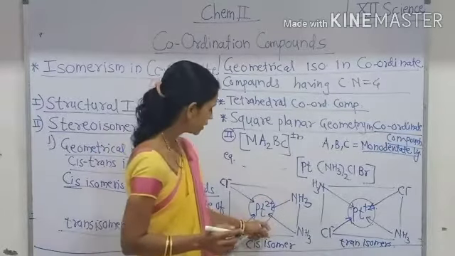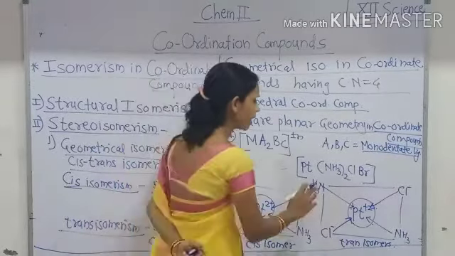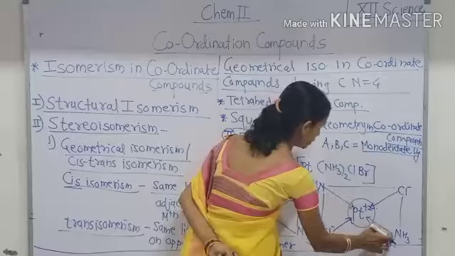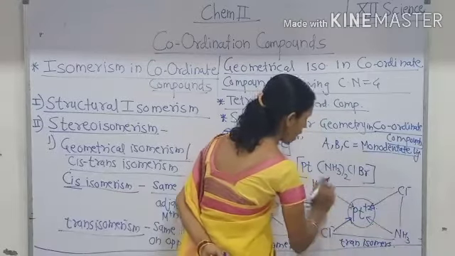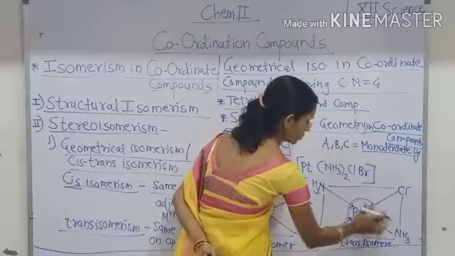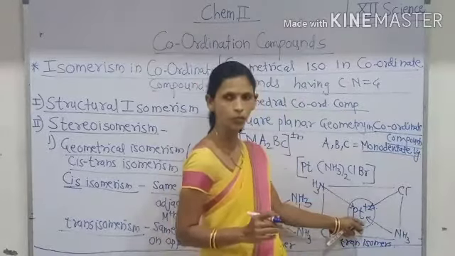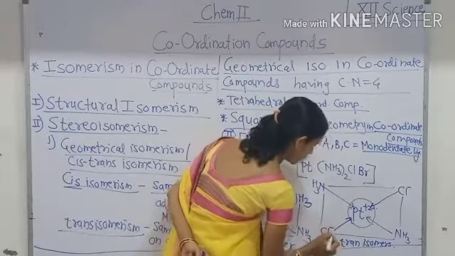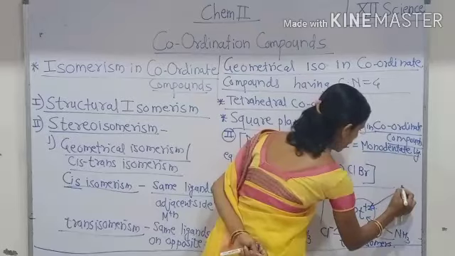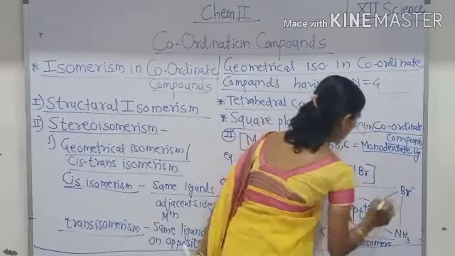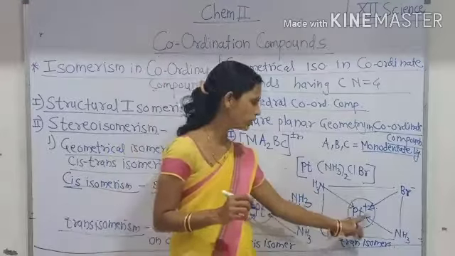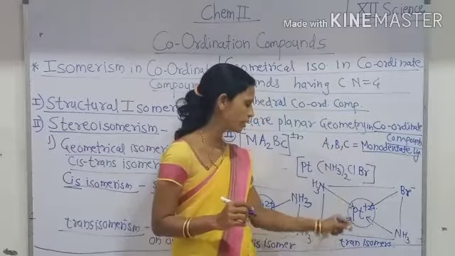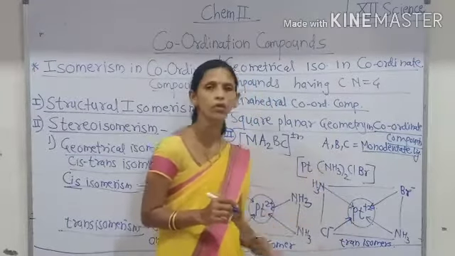Then see here, it is a cis isomer, and in the trans isomer, the identical NH3 ligands lie on the opposite side of the Pt2+ ion, and the remaining ligands, that is Cl- and Br-, occupy the remaining space around the central metal ion, that is Pt2+. Then it is a trans isomer of this type of complex.